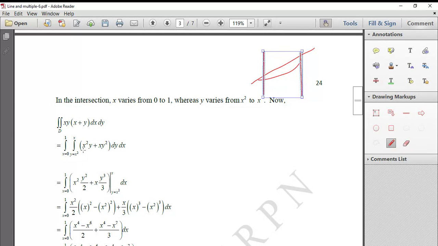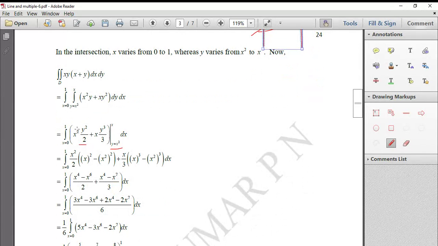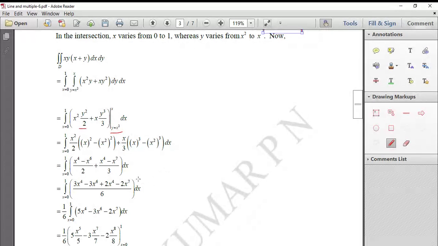When you are integrating with respect to y, your x is constant. So x square is constant. What is the integral of y? y square by 2. y square by 2 plus x is constant. Integral of y square is y cube by 3. And the limit is from x square to x. Now x square by 2 is constant. Let me keep that one as it is. Apply the upper limit. So you'll get x square minus, if you give lower limit, x square whole square for y plus x by 3 is constant. Apply the upper limit. You'll get x cube minus, if you give lower limit, x square whole cube, dx.